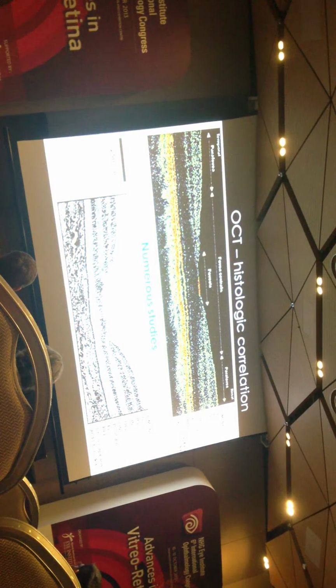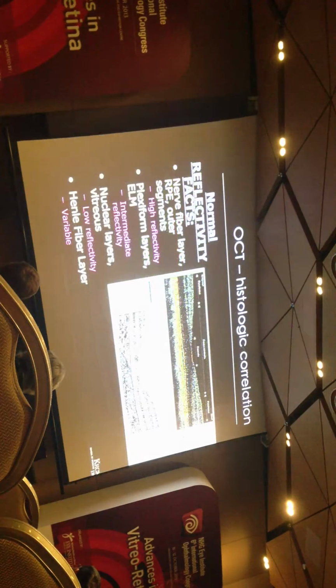Again, these are from some nice publications where they tried to line up the histology with the OCT. Even Phil and I were having some nice discussions, and there's difficulty in achieving consensus on these things, as I'll point out. But there are some basic facts that probably most people accept: the nerve fiber layer, the RPE, and some of the outer segment bands can be highly reflective, whereas the plexiform layers and the ELM have an intermediate reflectivity. The nuclear layers and the vitreous have low reflectivity, and Henle's fiber layer has a variable reflectivity. It can be dark or bright.